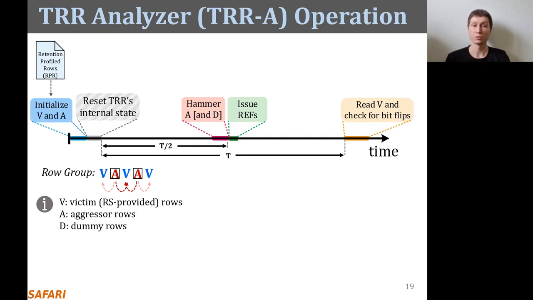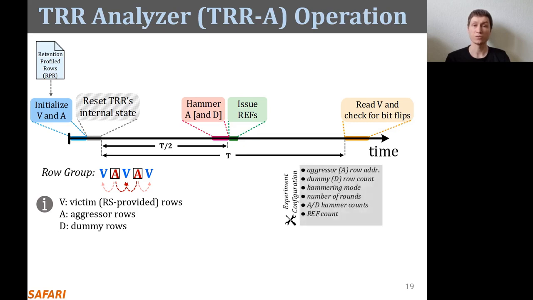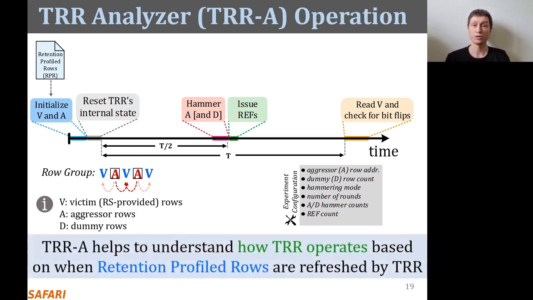Along with the aggressor rows, TRR Analyzer can also hammer dummy rows to analyze how to make the aggressors undetected by TRR. A dummy row is simply a randomly selected row in the same bank that is not an aggressor or a victim row. TRR Analyzer provides various configuration parameters to study different access patterns. We discussed these parameters in our paper. Overall, the TRR Analyzer user understands how a certain TRR mechanism operates based on when the TRR mechanism refreshes which of the retention profile rows.